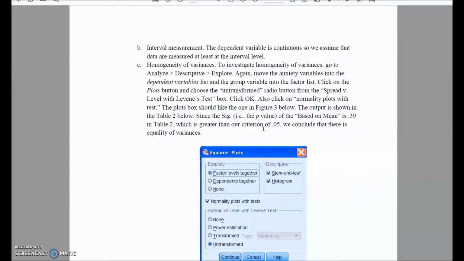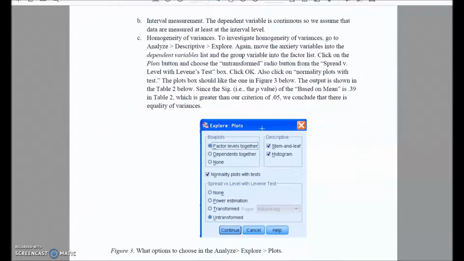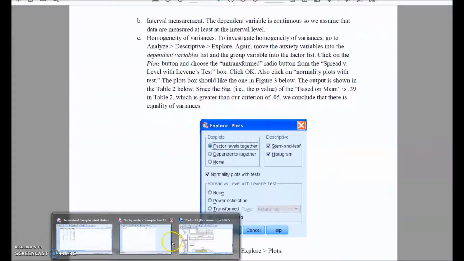Next, we want to see whether the homogeneity of variances is there. What does that mean? That means that the score spread over the mean is nearly the same on the left and the right side. The spread of the score is the same. To check the spread of the scores, you do what is called the Levene test.